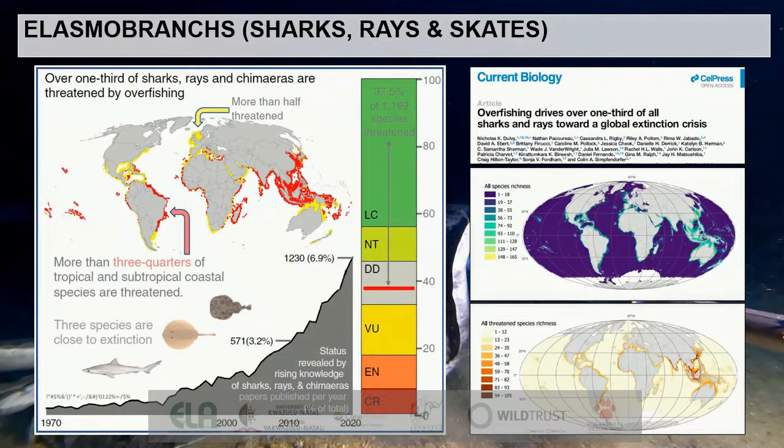Of the 1,199 species of sharks and rays that were newly assessed under the IUCN Red List criteria earlier this year and late last year, it's been concluded that 37.5% are threatened with extinction, and we know that species are disproportionately threatened in tropical and subtropical coastal waters.